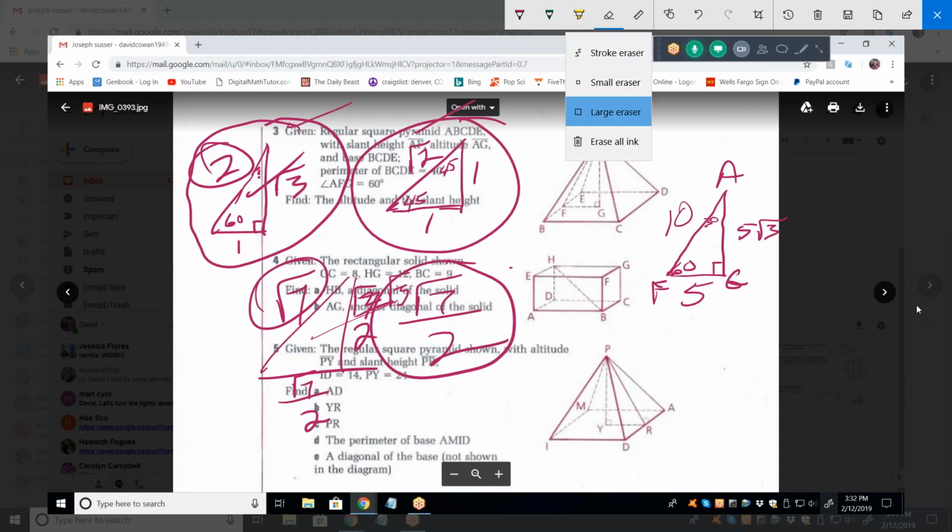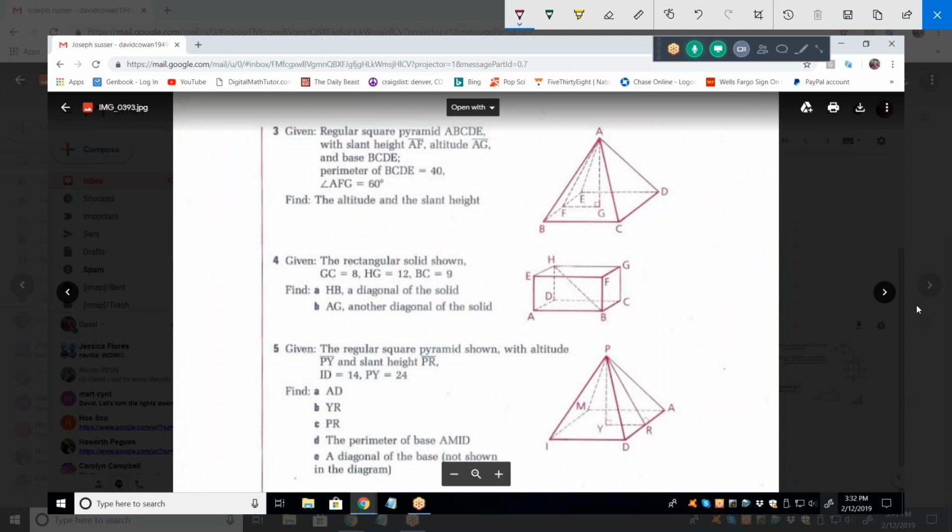All right. Let's look at number 4. Have they taught you this diagonal of a solid formula? No. Yeah, I'm beginning to think they haven't because they keep giving you problems about it. And once you know that formula, these problems are no longer even exciting. So what is it?